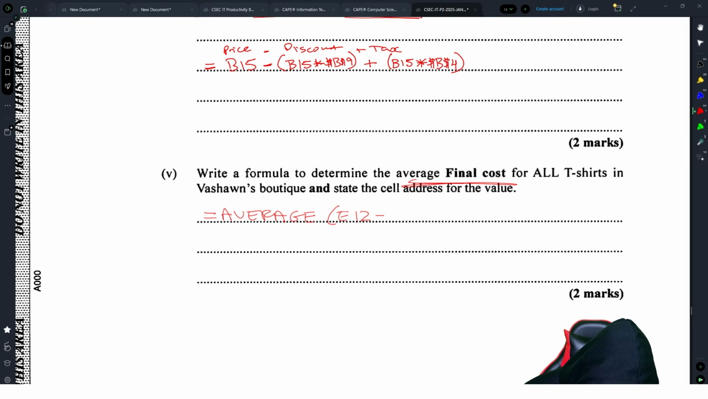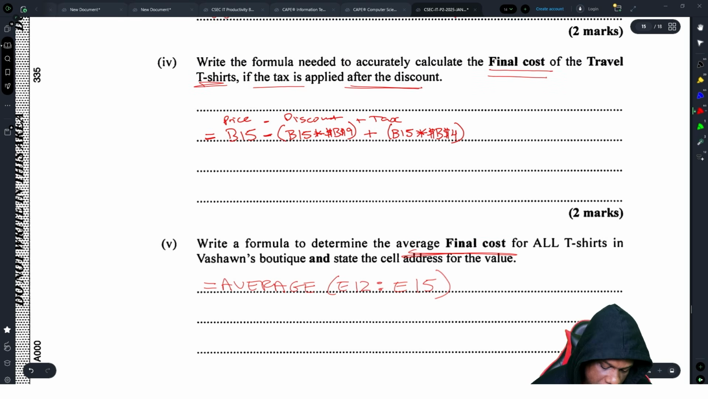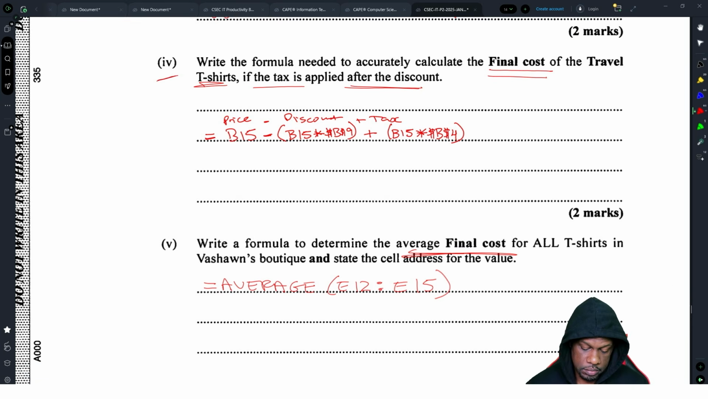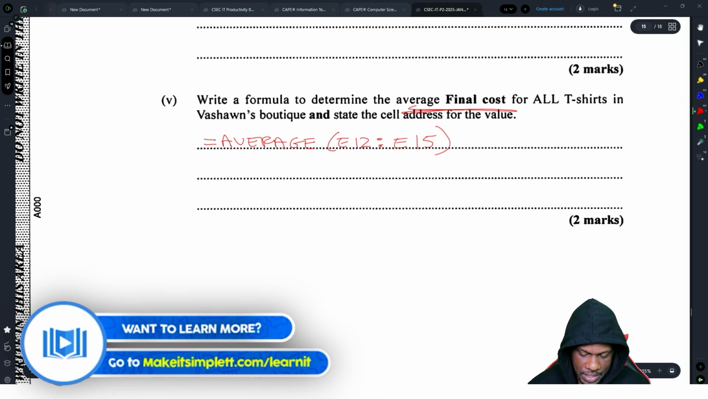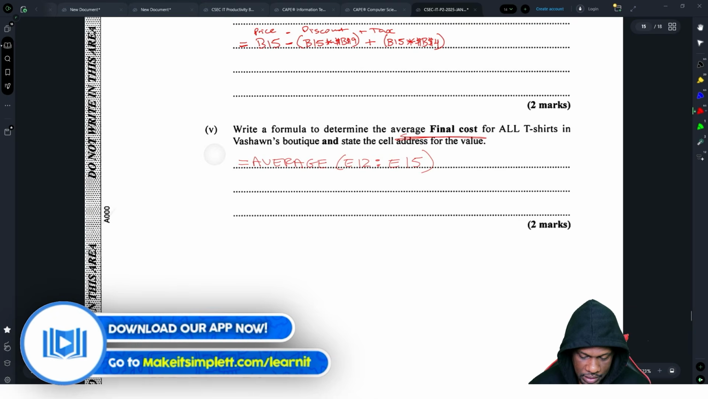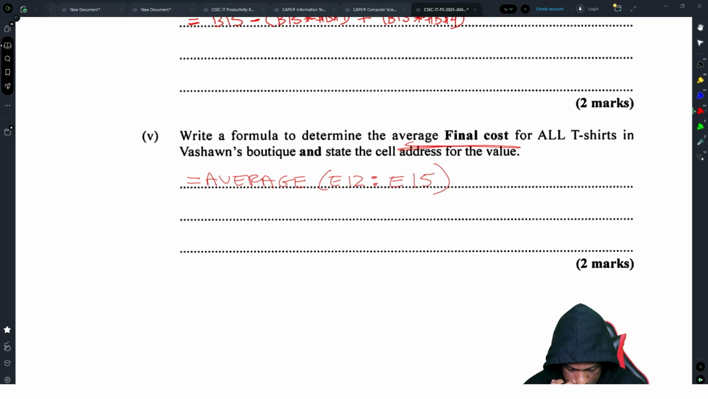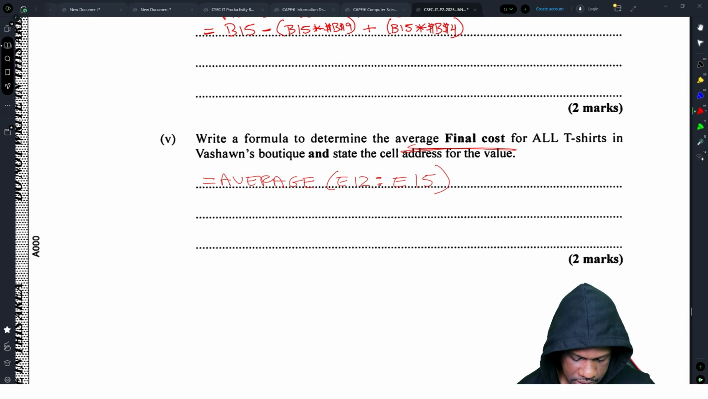Don't write 2, put the colon. Yeah, that'll find the average of the final cost. This was way easier than this one, but that's when you see maths. And sometimes when you see maths, you'll just get kind of trippy and start tweaking. It's okay.